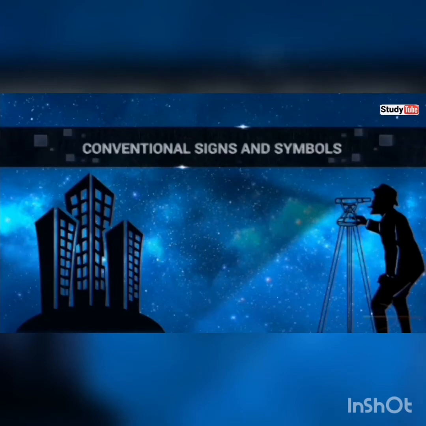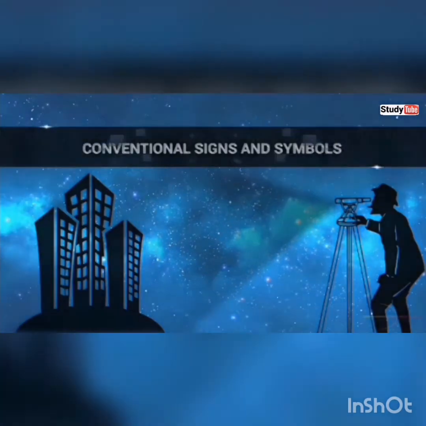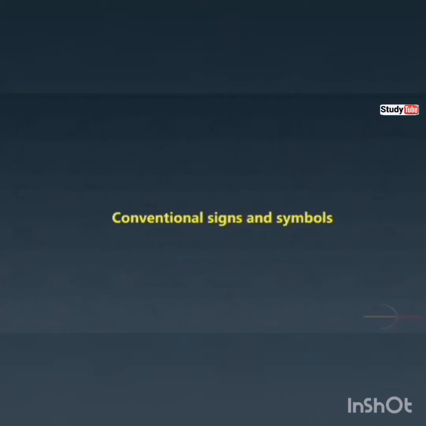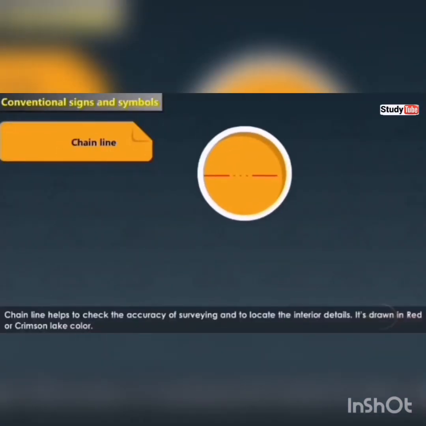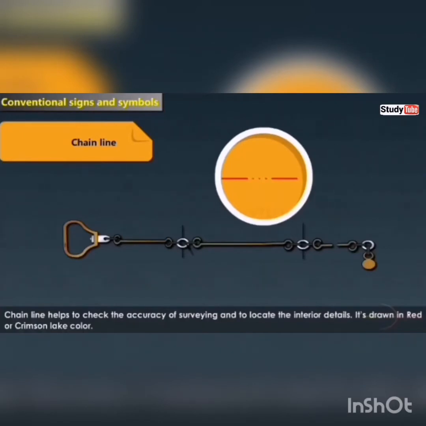Conventional signs and symbols. Chain line. Chain line helps to check the accuracy of surveying and to locate the interior details. It is drawn in red or crimson lake color.